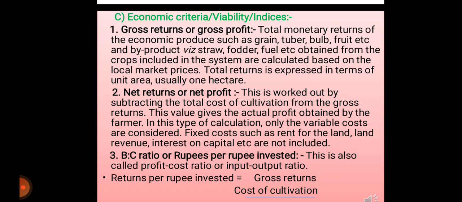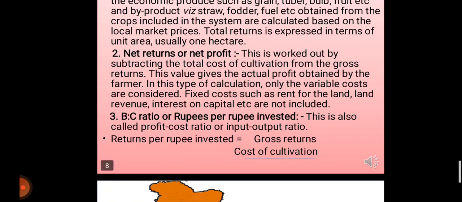Third one, the BC ratio, or returns per rupee invested. This is also called the profit cost ratio or input output ratio. Returns per rupee invested is equal to gross return divided by cost of cultivation.